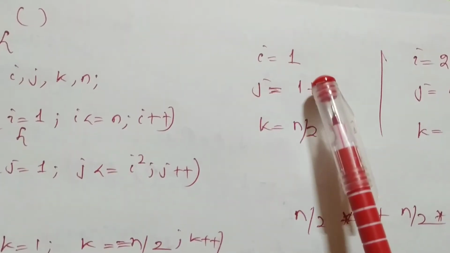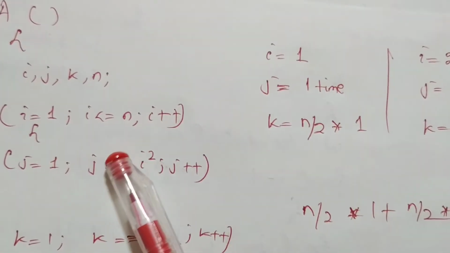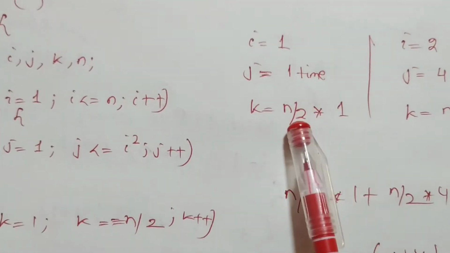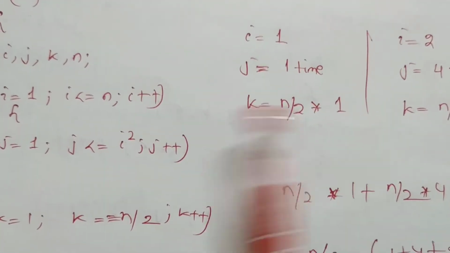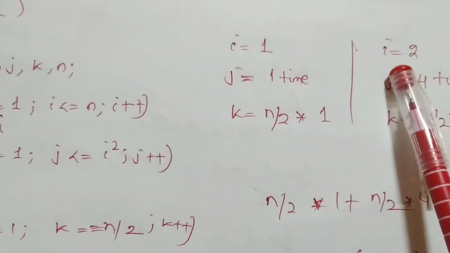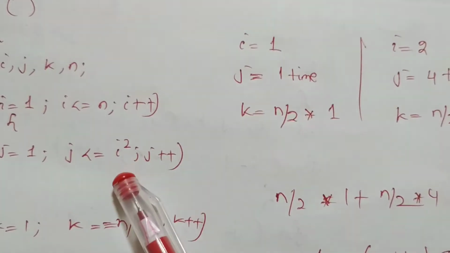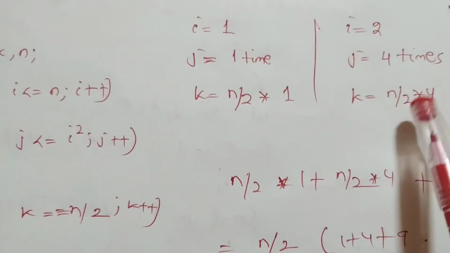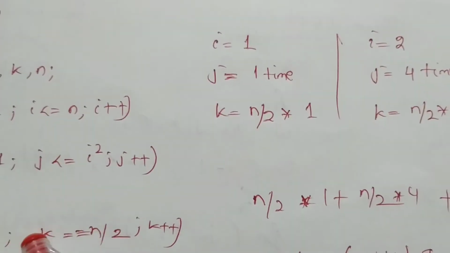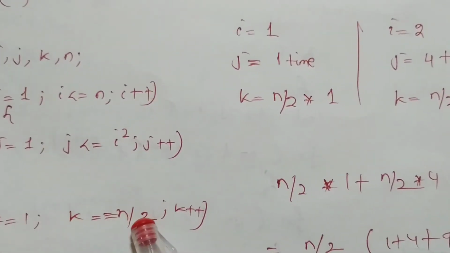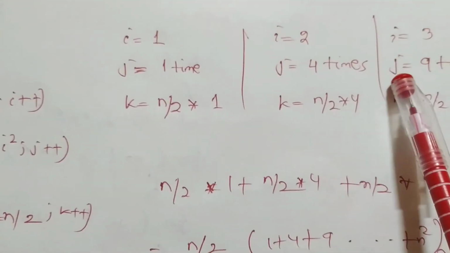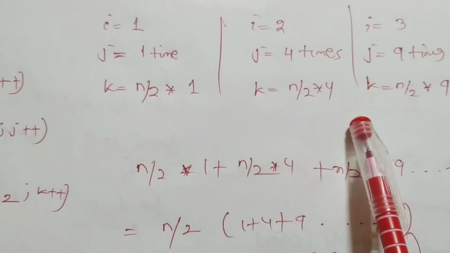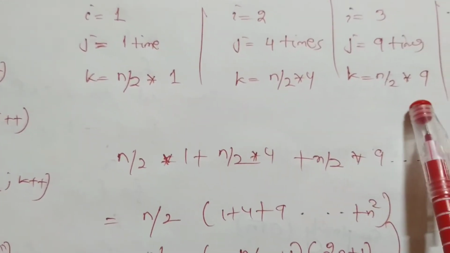For i = 1, what is j? j will execute 1 time, and k will execute how many times? n by 2 times, according to this. Then i = 2, j will execute how many times? i square means 4 times, and k will execute n by 2 into 4. Again for i = 3, j will execute i square means 9 times, and k will execute n by 2 into 9.